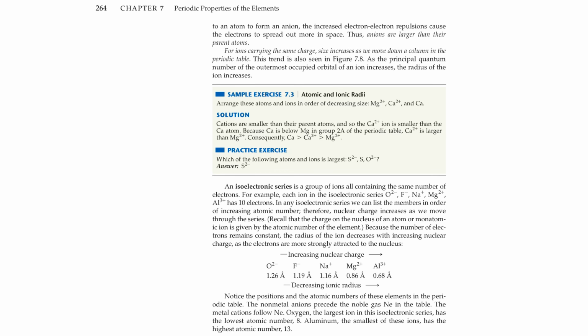Notice the positions of the elements in the periodic table. The nonmetal anions precede the noble gas neon in the table. The metal cations follow neon. Oxygen, the largest ion in this isoelectronic series, has the lowest atomic number, 8. Aluminum, the smallest of these ions, has the highest atomic number, 13.